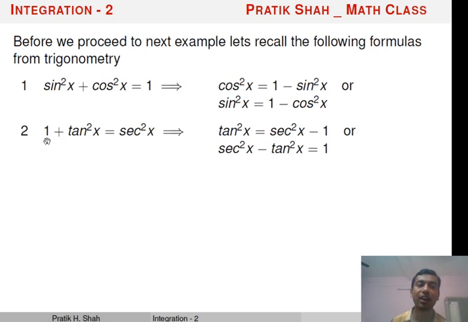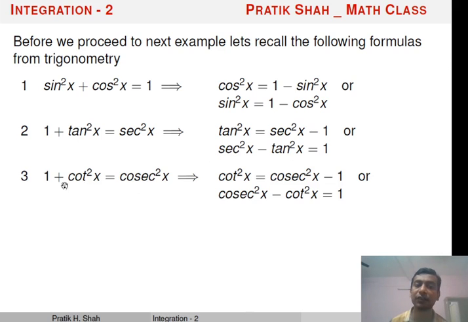Another formula: we know that 1 plus tan square x is equal to sec square x. Just in the last example we have used this. In place of tan square x we replaced sec square x minus 1. So remember, tan square x is equal to sec square x minus 1, or we may also write sec square x minus tan square x is equal to 1. This will be especially useful in our examples. Third one is 1 plus cot square x is equal to cosec square x. Using this we can write cot square x is equal to cosec square x minus 1, or cosec square x minus cot square x is equal to 1.